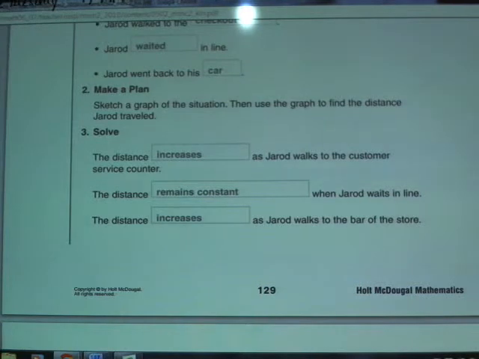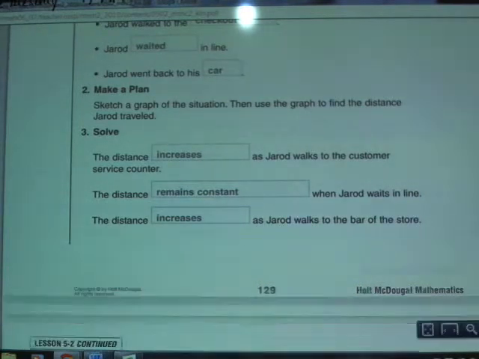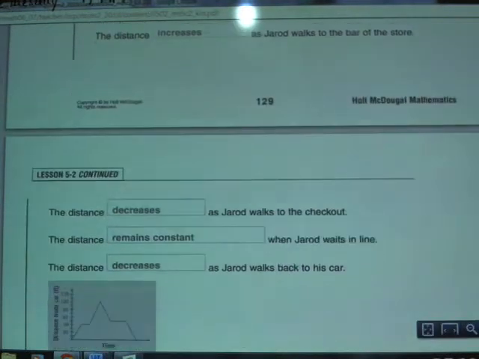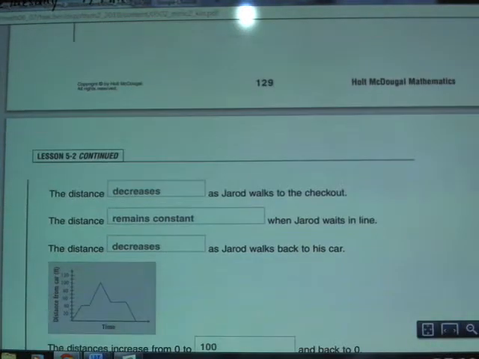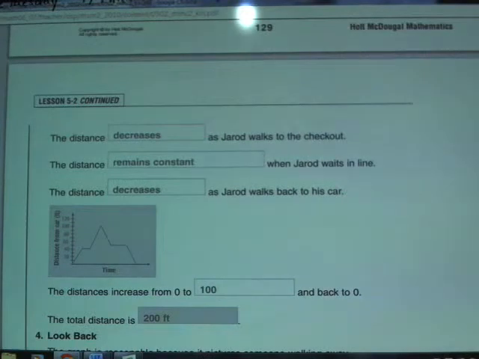He's going to go to the back of the store, so the distance is going to increase some more. Because again, he's getting further away from his car. But then he's going to come back towards the front of the store to check out. So finally, we're going to see the distance decrease there because he's coming back towards the direction of his car. He's not coming all the way back to his car yet, but he's coming back to the front of the store, which is closer to his car.